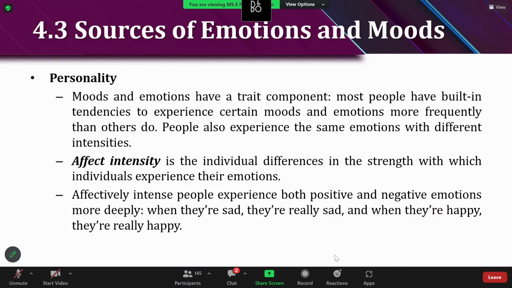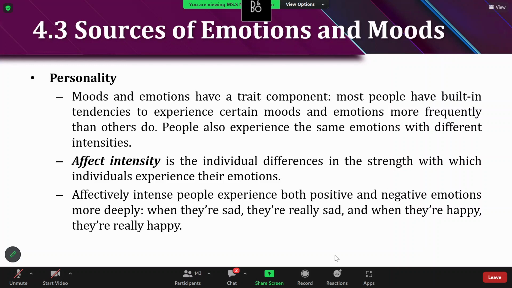Okay. So affect intensity is the individual difference in the strength with which individuals experience their emotions. Based on personality differences, even the same emotion is experienced with different strengths. Person A may experience the same happiness with high intensity, and person B may experience the same emotion with low intensity. This difference in the strength of experience of emotions and moods because of individual differences is called affect intensity. Affect intense people experience both positive and negative emotion more deeply: when they are sad they are really sad, when they are happy they are really happy.